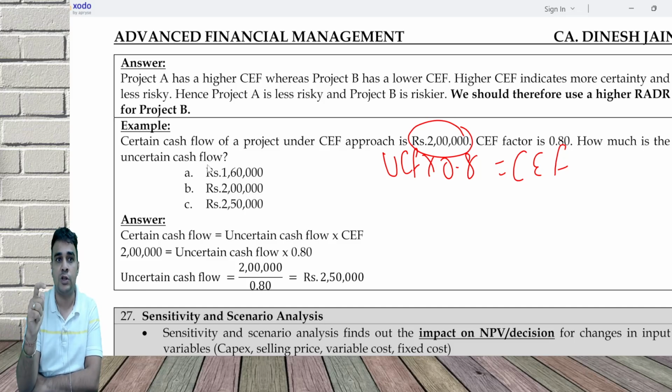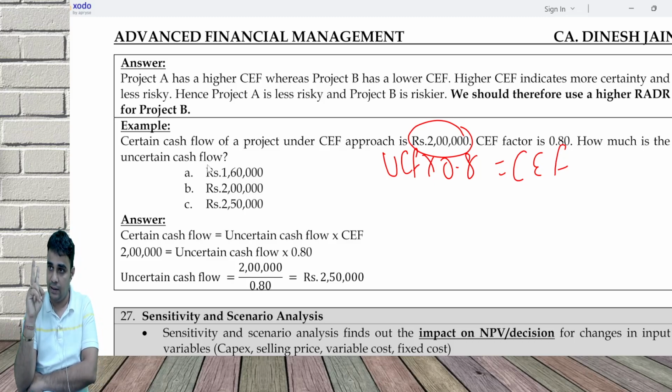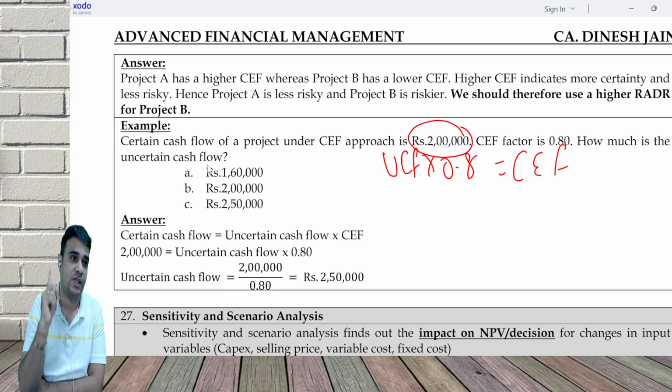The initial outflow is the problem. Or selling price is the problem. I decided selling price will be 20. If it turns out to be 20, okay. But if it turns out to be 19 or 18, I will fail. So two ways of measuring sensitivity, or two ways of identifying which is the most sensitive factor.